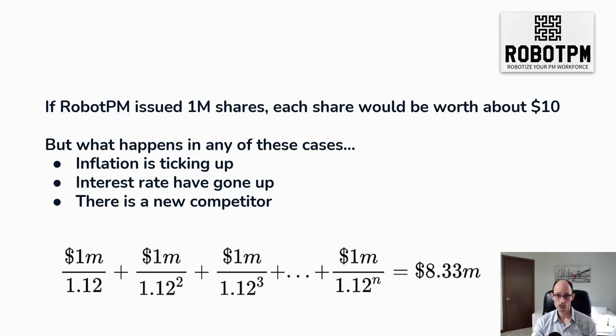And as you can see, if investors have to adjust their discount rate for Robot PM, in our example, only by 2%, so from 10% before to 12% now, then the company's valuation drops from $10 million before to just a little over $8 million. And this is happening even though the company continues to project and expect the same annual profit exactly as before.